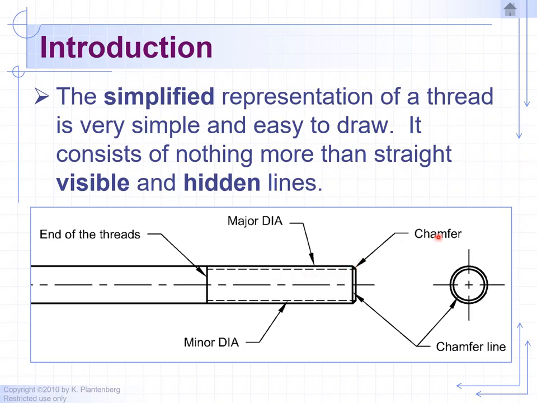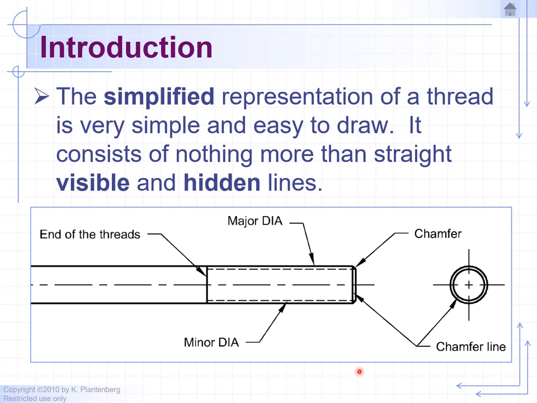And then we have a chamfer going around. That's so it's easy to line up the bolt with the tapped hole. So this here is the major diameter, and the dashed line represents the minor diameter. And once again, we have a chamfer. So this is the chamfer line.